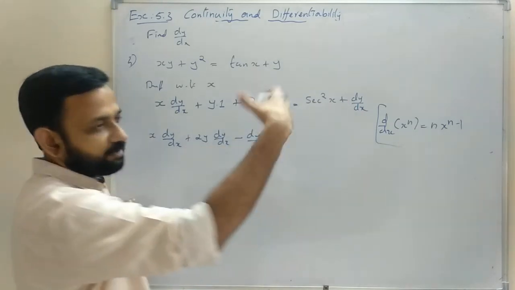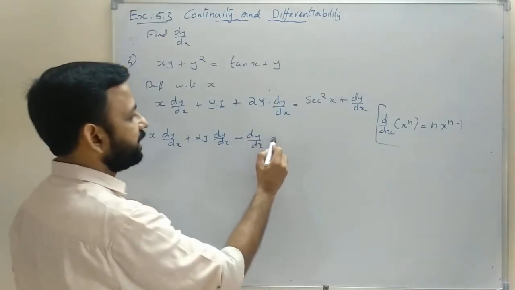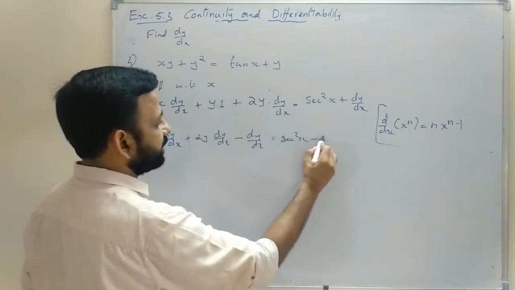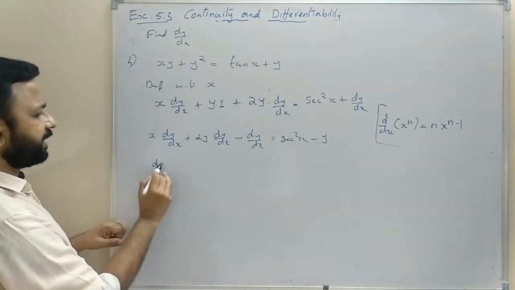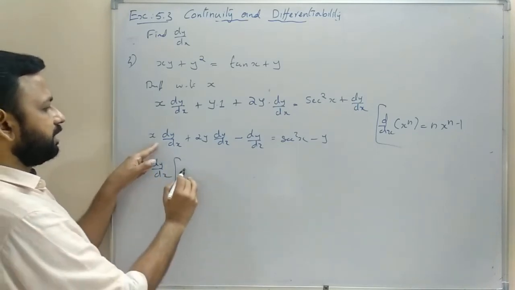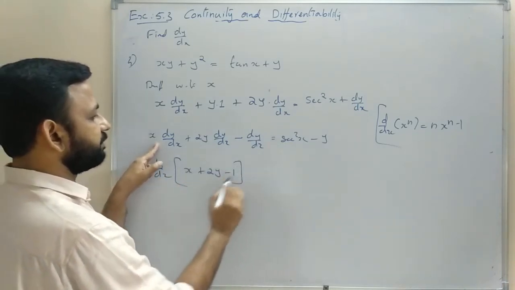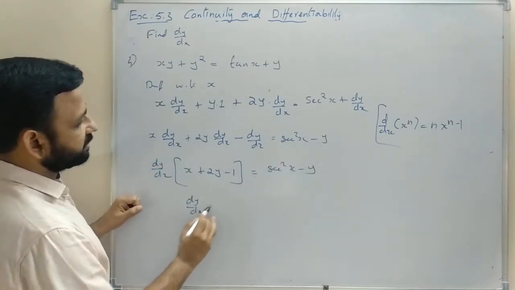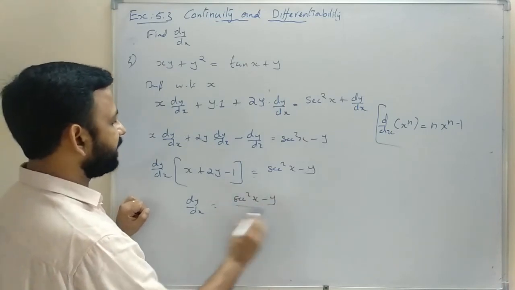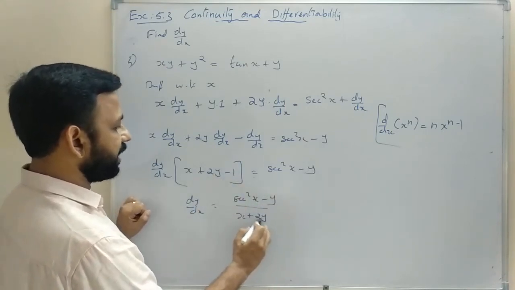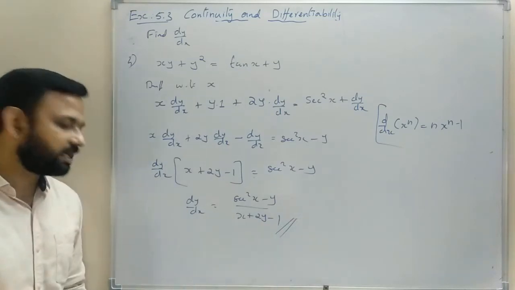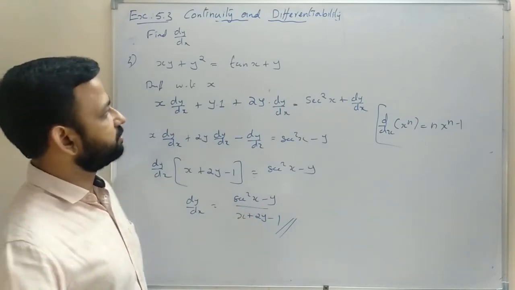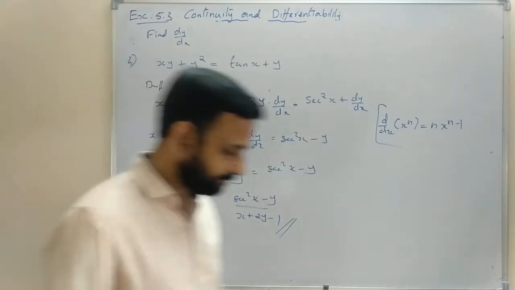We can take dy by dx from right to left, so minus dy by dx, equal to, on the right side we have sec square x, then this y we can take from left to right, minus y. Now we will take dy by dx common, then x plus 2y minus 1 equal to sec square x minus y. Therefore dy by dx is equal to sec square x minus y divided by this expression x plus 2y minus 1. So we got the result, dy by dx is equal to sec square x minus y upon x plus 2y minus 1. So we got the answer dy by dx.